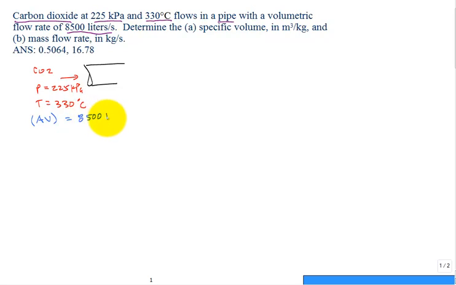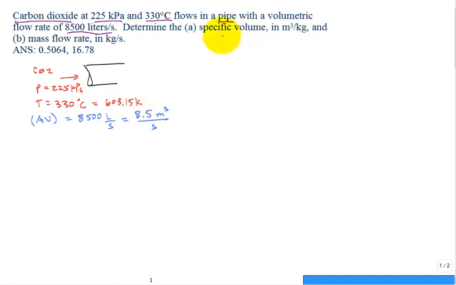8,500 liters per second. And right away we can convert that to 8.5 meter cubed per second. Why? Because 1,000 liters is 1 cubic meter. Likewise, we can convert this temperature up here. I suspect we're going to need to treat the CO2 as an ideal gas, or see if it is an ideal gas, real gas at least. And so we can convert this to 603.15 Kelvin for the temperature.